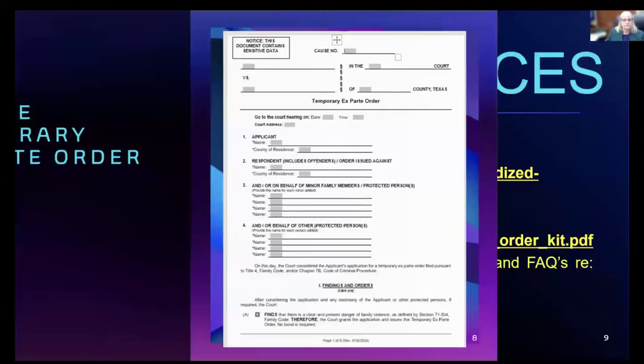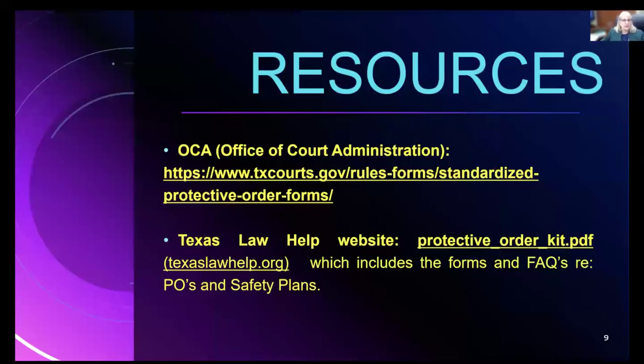Here I have a slide just with the resources. The Office of Court Administration, and there's the link for that. Just an FYI, the Texas Law Help website also has a protective order kit, and I give you the link for that and the link for Texas Law Help.